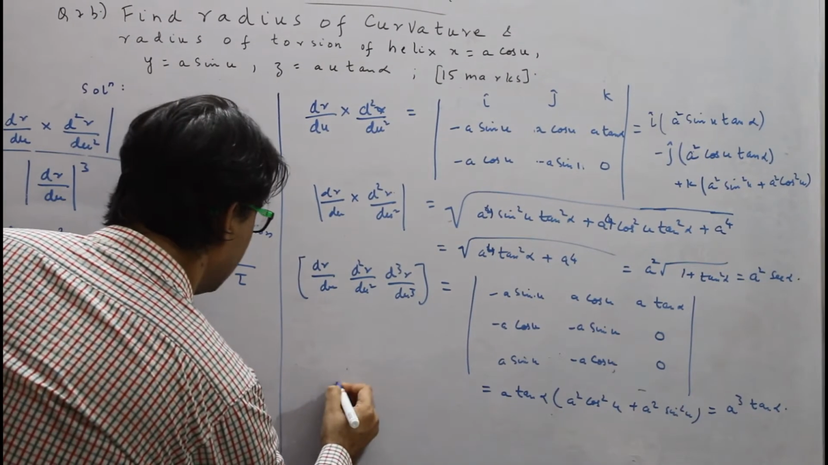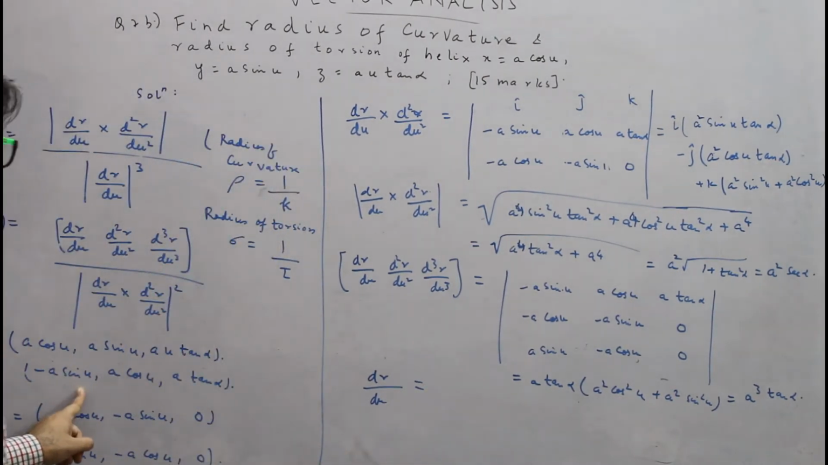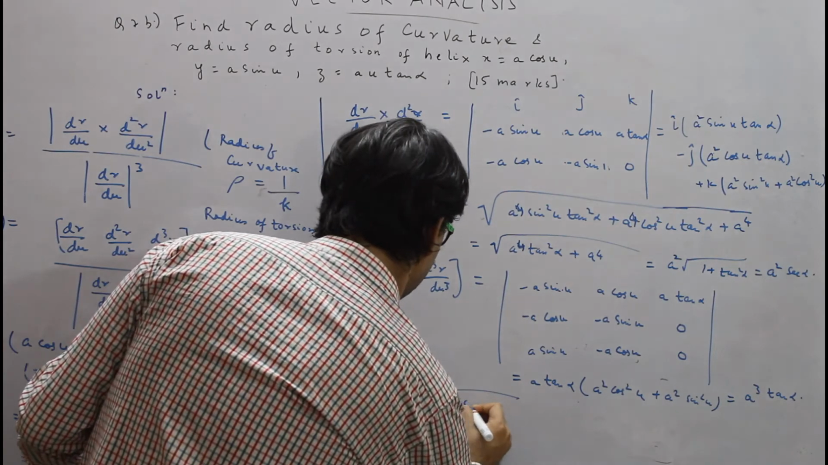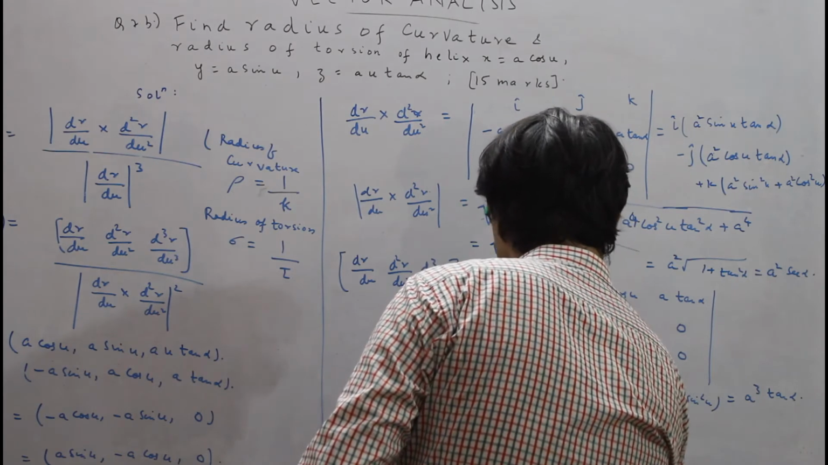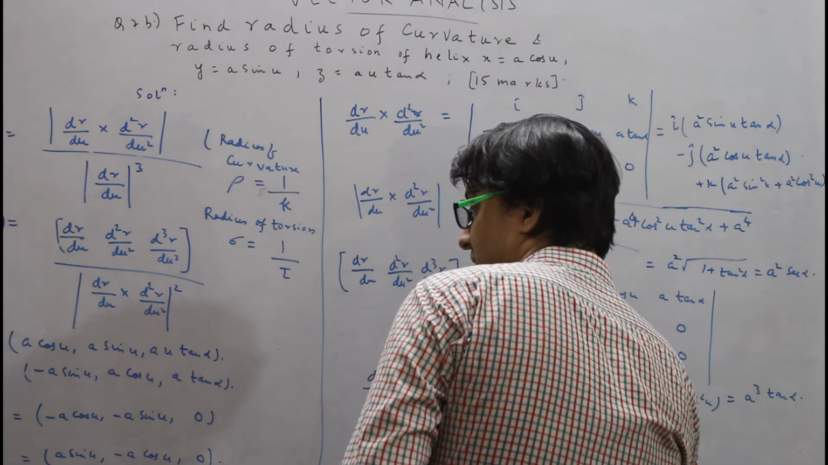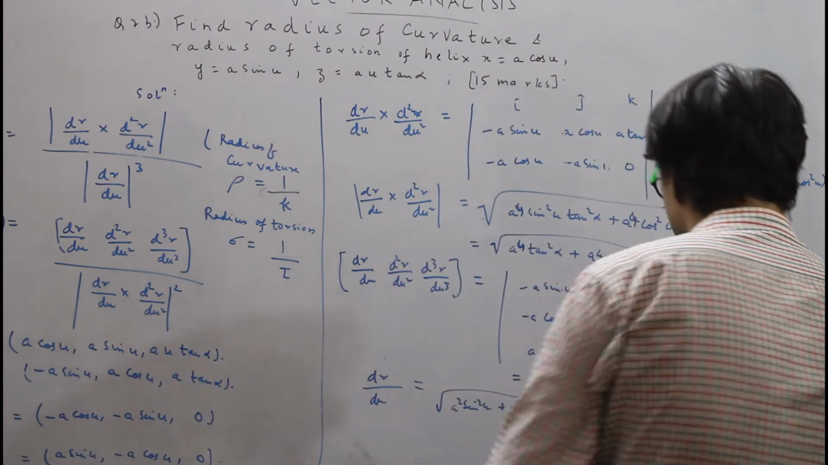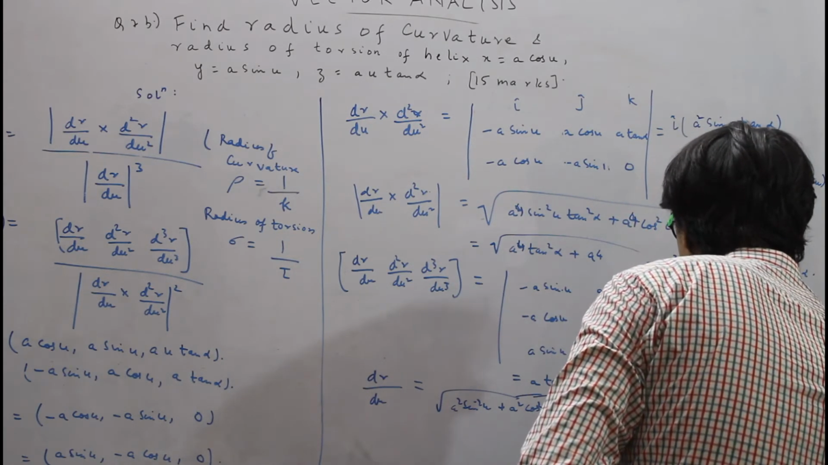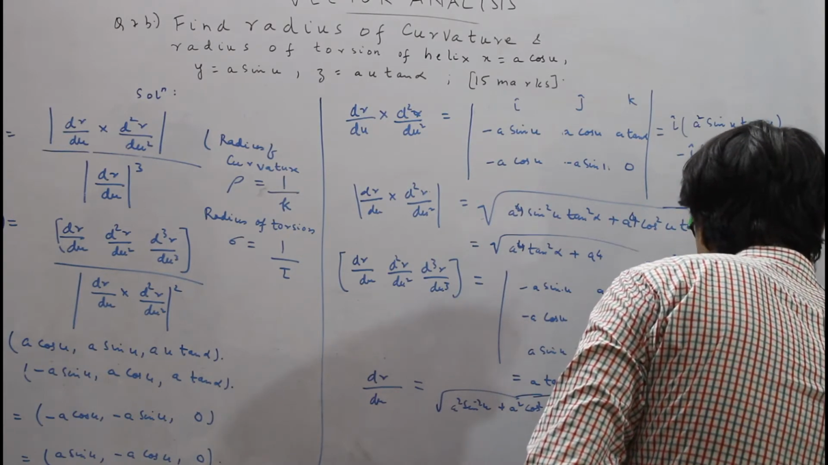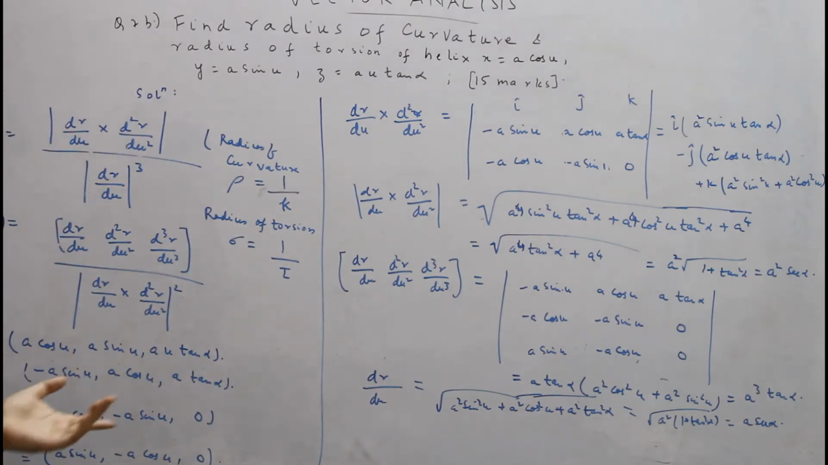So the modulus of dr by du can be written as a square sin square u plus a square cos square u plus a square tan square alpha. So this is a square itself, so this is a square times 1 plus tan square alpha. So this is a sec alpha. So we have got all our values. Now we just put those values and we will get our answer.